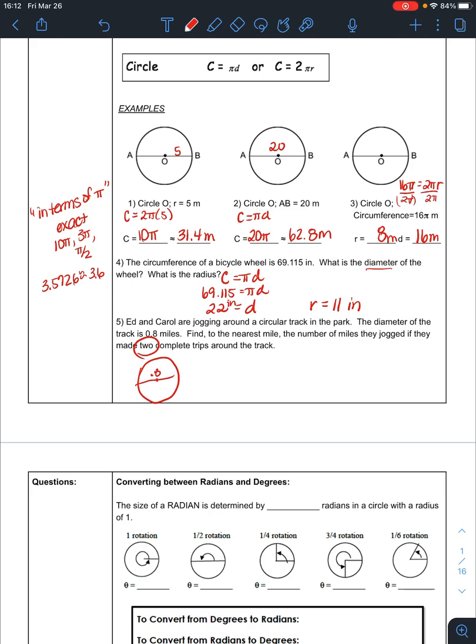So we want to go around the track, so that would be circumference. So circumference is equal to pi d since you were given the diameter. So pi times d. So 0.8 times pi is 2.51. And since they went around twice, I need to double that. So they would have gone around 5 miles. And it says to the nearest mile.